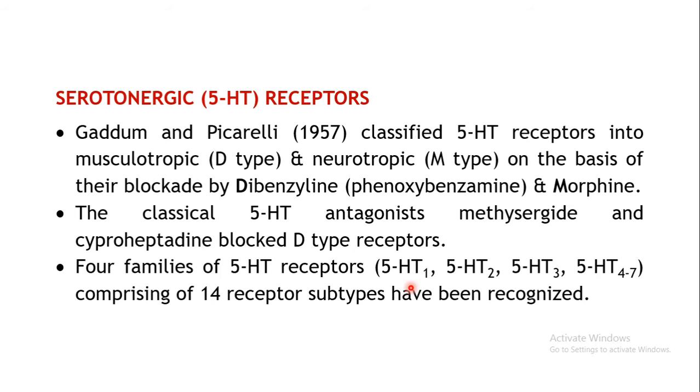Okay, so certain receptors are grouped together. Like the 5-HT1 is categorized separately, 5-HT2, then the 5-HT3, and these 5-HT4 to 7 are grouped under the same family due to the similarity in their actions. So they are categorized under the same family. So basically these 5-HT receptors are divided into 4 families: 5-HT1, 5-HT2, 5-HT3 and 5-HT4 to 7.